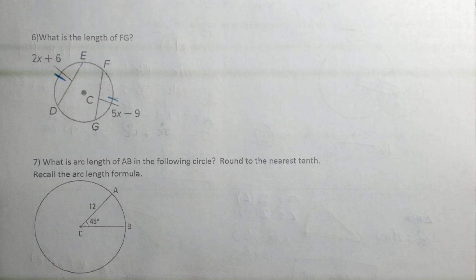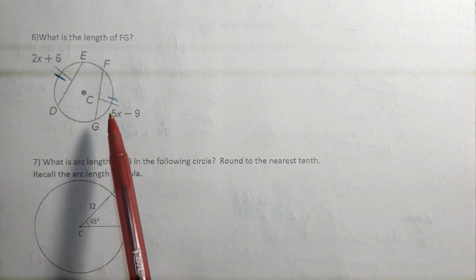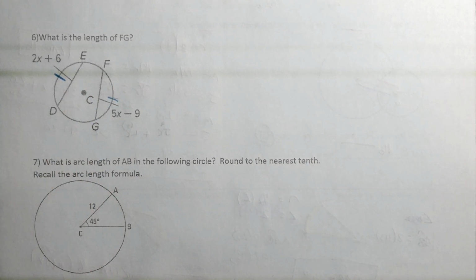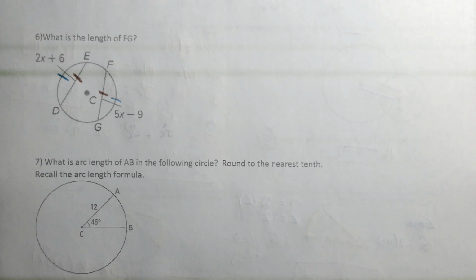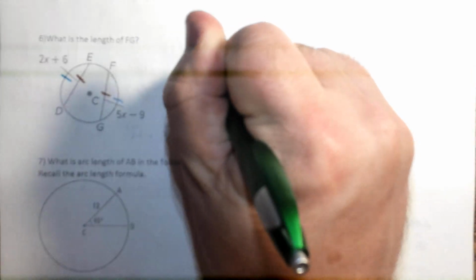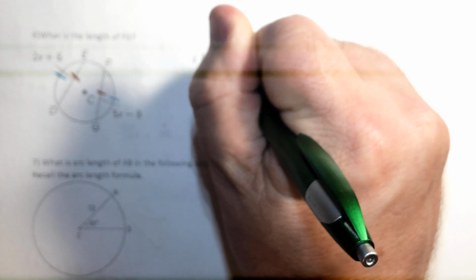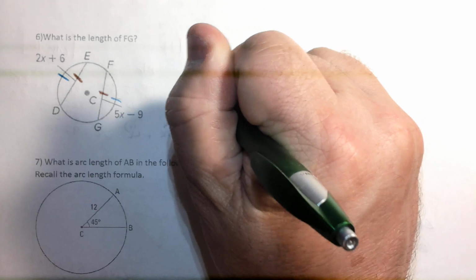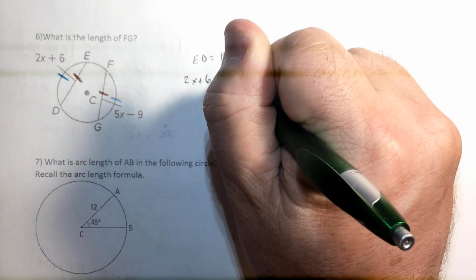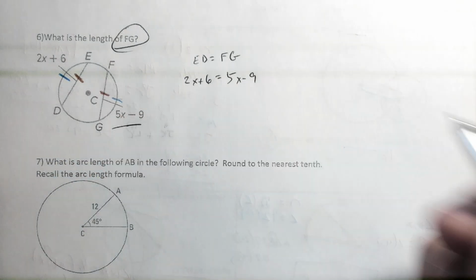And these are the equations that go with each of those chords. Now, they tell us that these arcs are congruent. The thing about those arcs being congruent is it means that these chords are also congruent. So in this case, ED is congruent to FG. It's also equal to it. That's what congruent means. So ED is 2x plus 6, and it's equal to FG, that's 5x minus 9. Now they want FG, so we're going to find x this way and then plug it in here.